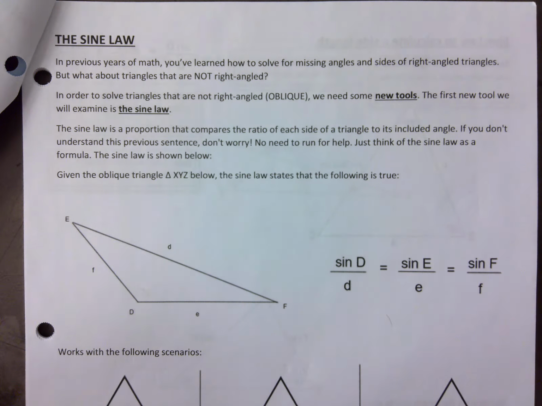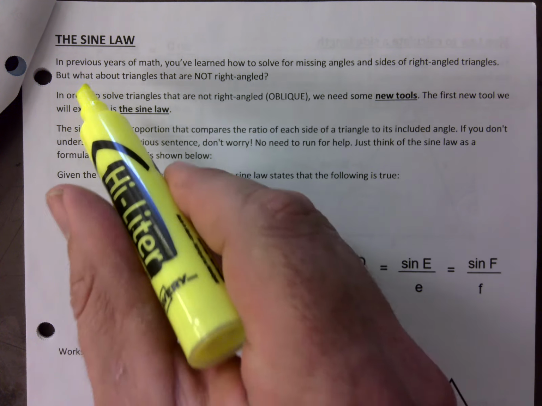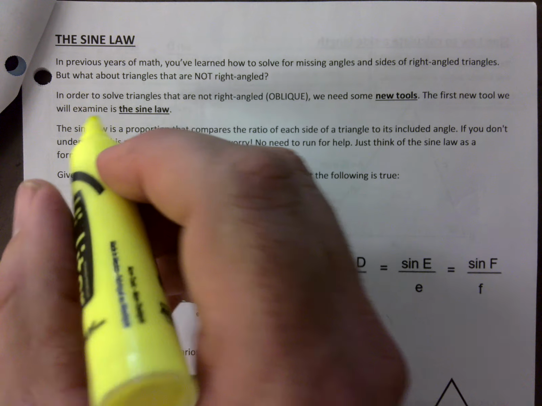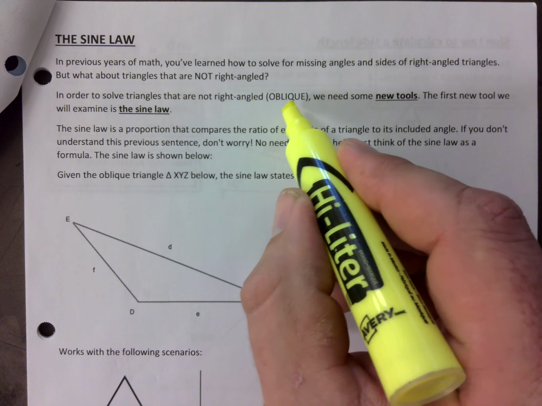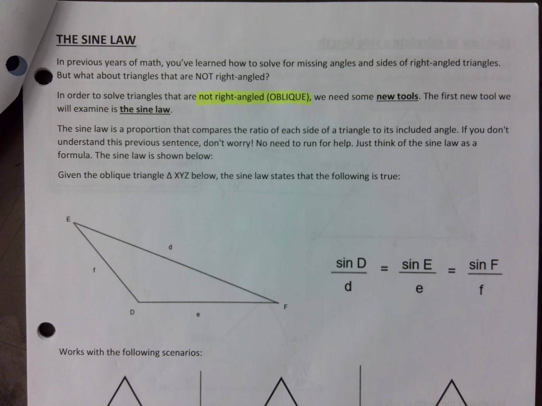In previous years of math, you've learned how to solve for missing angles and sides of right triangles. But what about triangles that are not right angled? In order to solve triangles that are non-right angled, which is oblique, anything that isn't a right triangle is called an oblique triangle, we need some new tools.